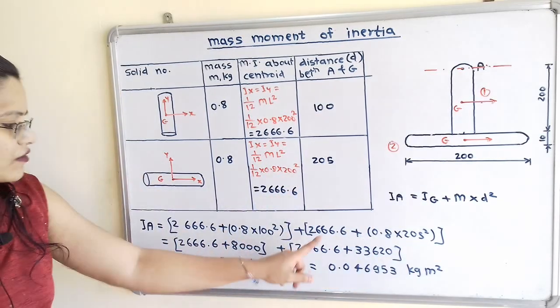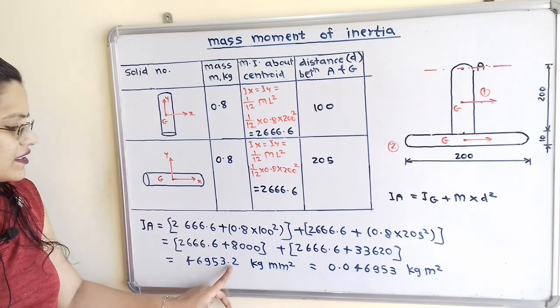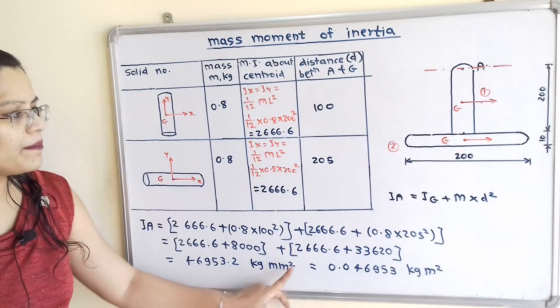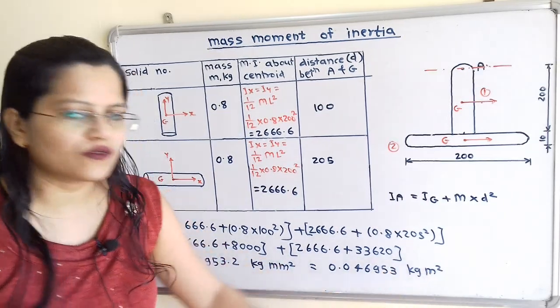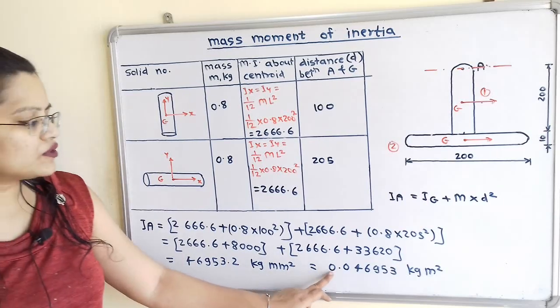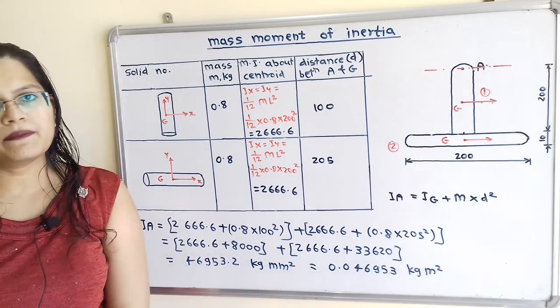Now if we calculate this, we get the answer 46953.2 kilogram millimeter square. Converting this millimeter square into meter square, it is equal to 0.046953 kilogram meter square.